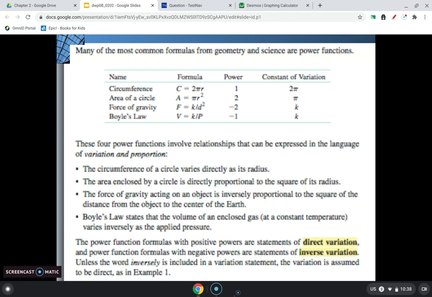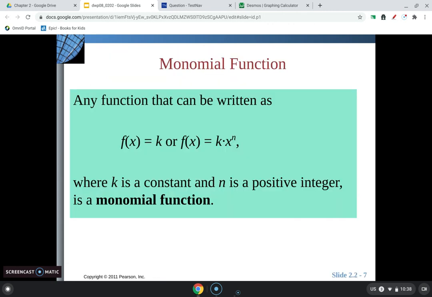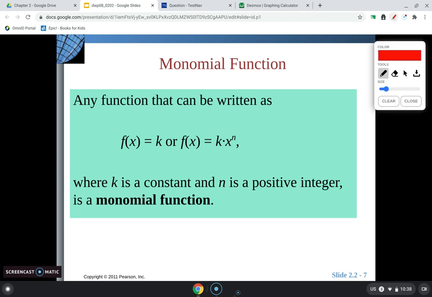So some different types of power functions: circumference, area, force of gravity, Boyle's law, just some different types of things. All right, a monomial function is a monomial only if k is constant, so k once again has to be a number, and n has to be a positive integer. So to be a monomial, that n value can't be like the last problem we just did. It'd have to be a 4 or a 5 or a 1. It can't be 1/4.